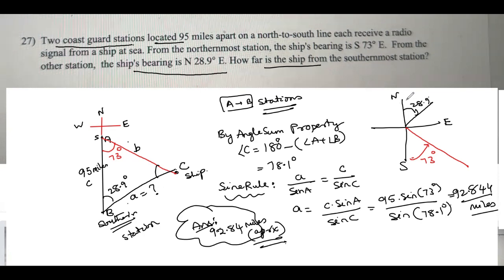From the north towards east, 28.9 degrees. Hope you understood this direction, how to represent it. At the same time, from the south towards the east, that is 73 degrees. So this angle would be 73 degrees. The directions are very, very important. This is a very interesting question. Hope you have understood. Thank you.